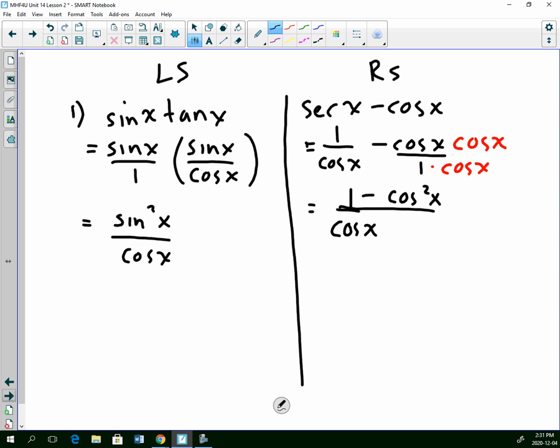And then once I've simplified both sides, I sort of compare. And I say, okay, well, the denominator is the same, but the numerators are different. But I know 1 minus cosine squared is equal to sine squared. Okay, I think I did that one the other day.